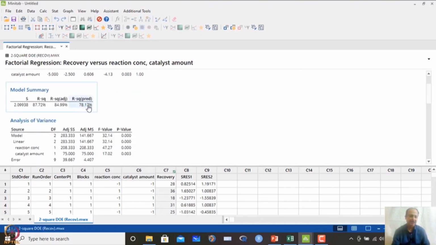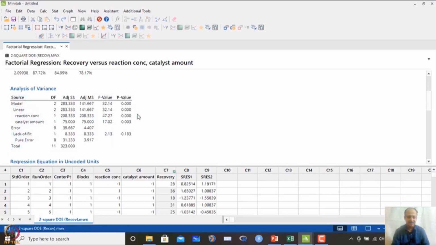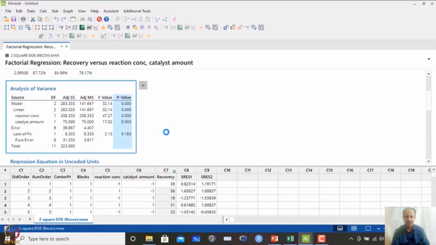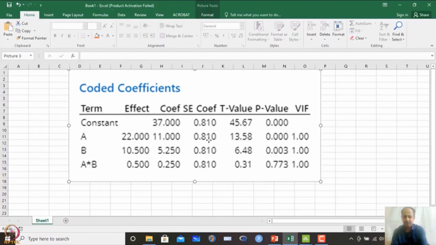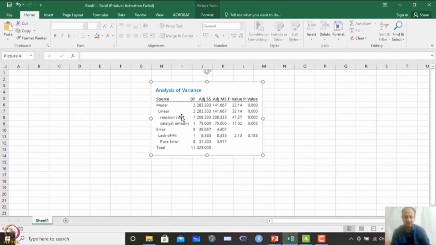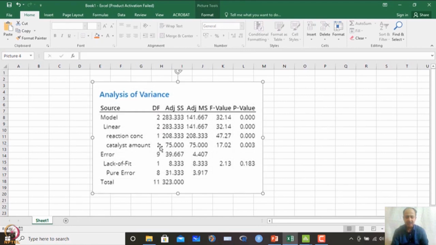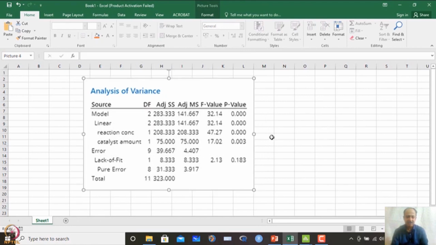What happens is that the prediction behavior does not change. I lose something on the R square adjusted value, but I do not lose much on the predicted value; it is around the same. So, this model seems to be adequate. Here the reaction concentration and catalyst amount P values are low. If you want to see this graphically, I place this one, chemical recovery. What I am getting is that reaction concentration is significant, catalyst amount is significant, and there is no lack of fit in the model. The value 0.183 means the linear model is quite adequate to express this.